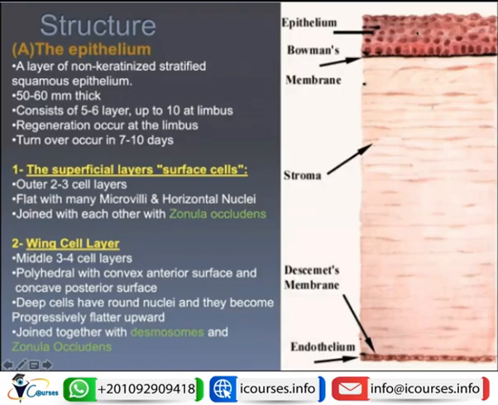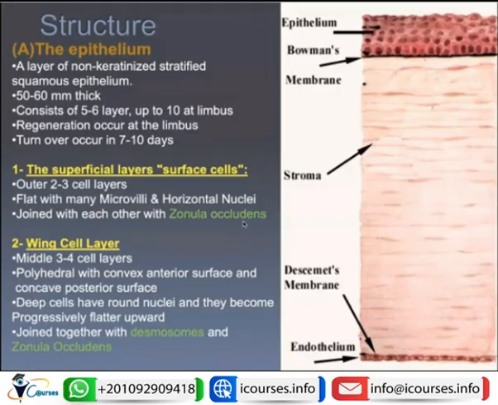In the epithelium, there are 3 types of cells. The most superficial layer is called the surface cells. The surface cells are flat cells, about 2 to 3 layers, and have microvilli, and the microvilli have an important role in the physiology of the tear film. We will say that in the physiology. The surface cells are joined together by a specific type of cell junction called the zonula occludens.